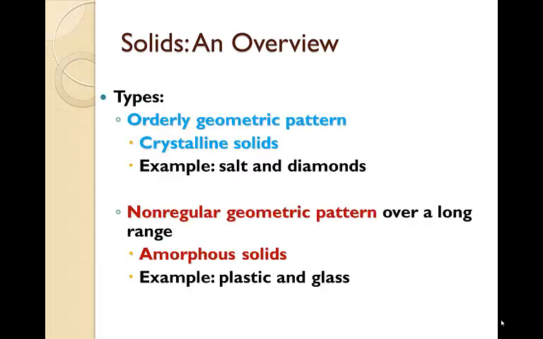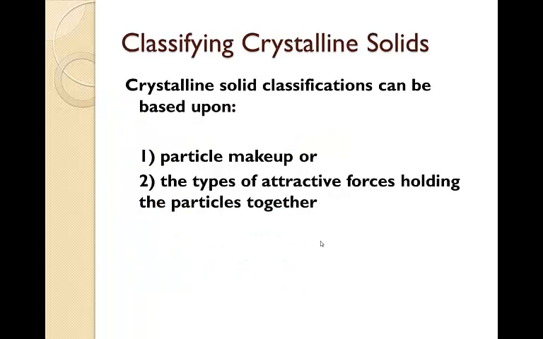There are two types of solids. There's crystalline, and then there's amorphous. Crystalline solids have orderly geometric patterns, such as salt or diamonds, whereas amorphous solids have a non-regular geometric pattern over a long range, such as plastic or glass. We're going to be focusing more on crystals. Crystalline solids classifications can be based upon the particle makeup or the types of attractive forces holding the particles together.